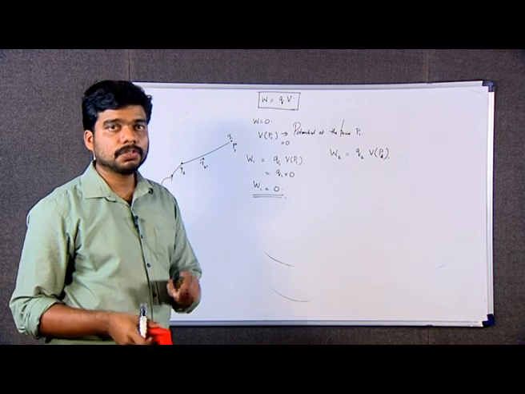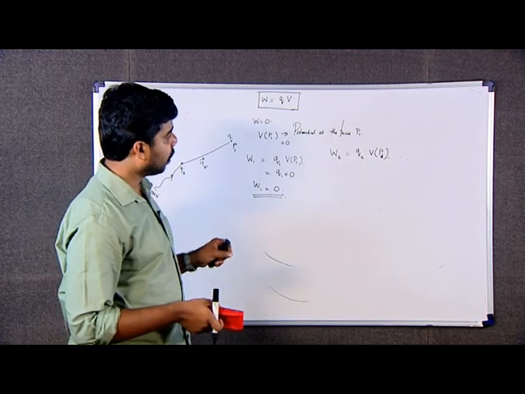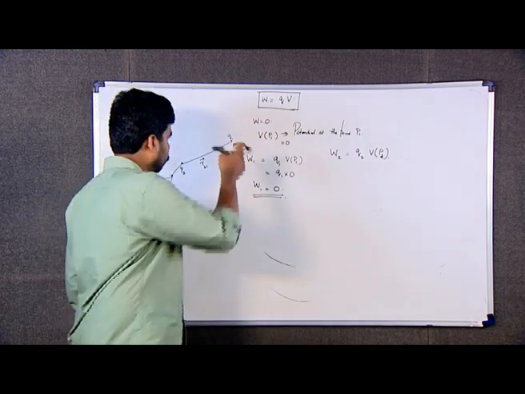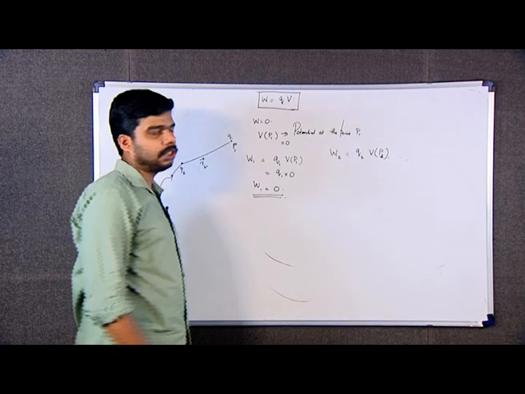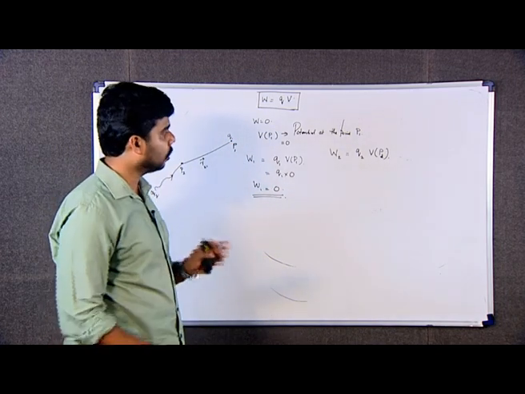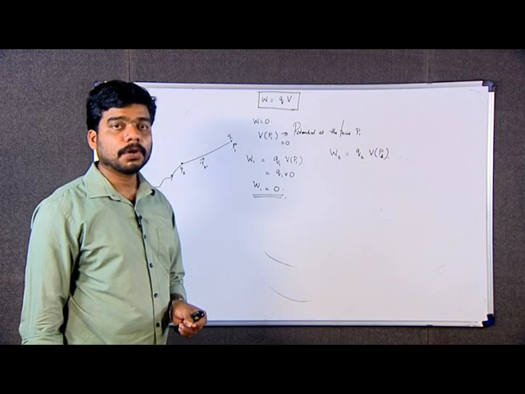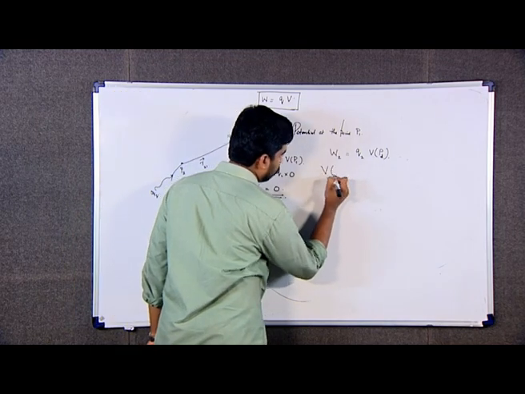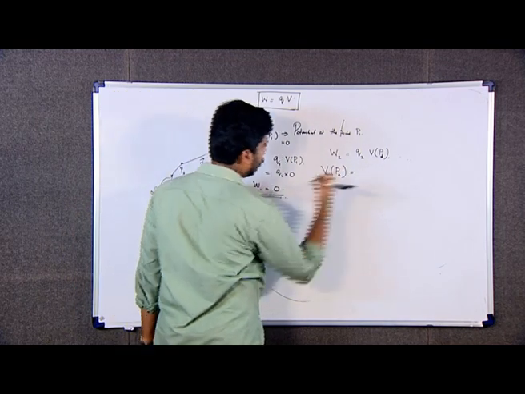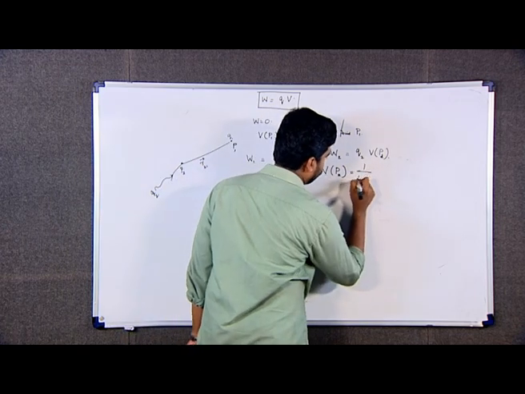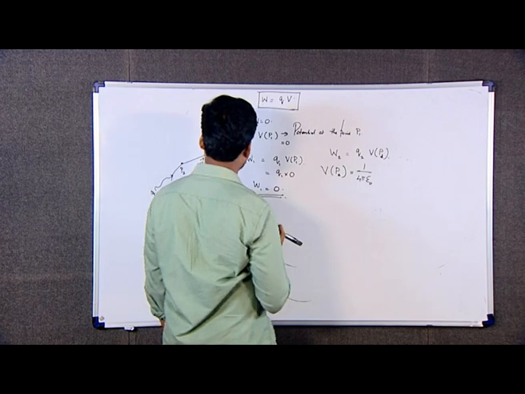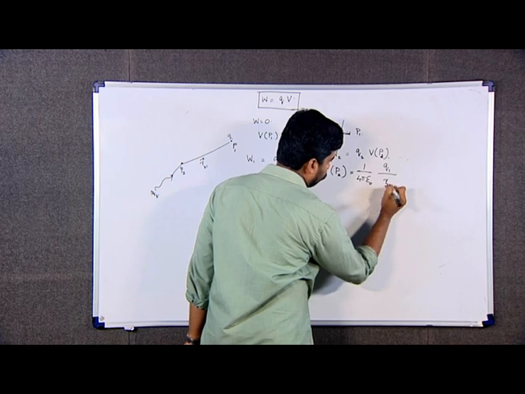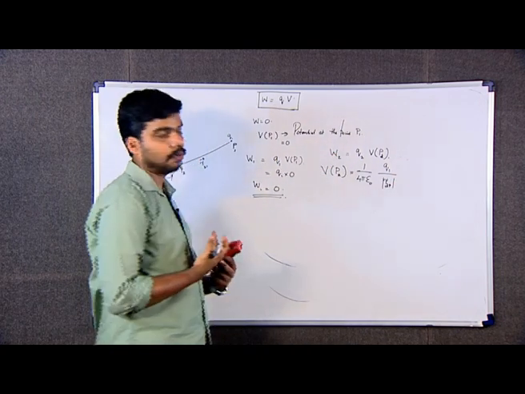Is the potential at the point P2 0? No. The potential at the point P2 is not 0 because there is a charge at P1. So, there will be a field produced by this charge Q1, so the potential is not at all 0. So, what is the potential at the point P2? The potential at the point P2 is equal to 1 by 4 pi epsilon 0 Q1 by modulus of R21.